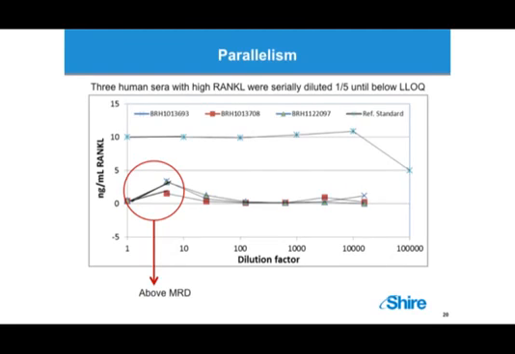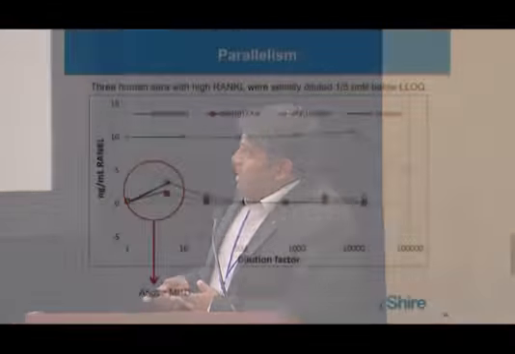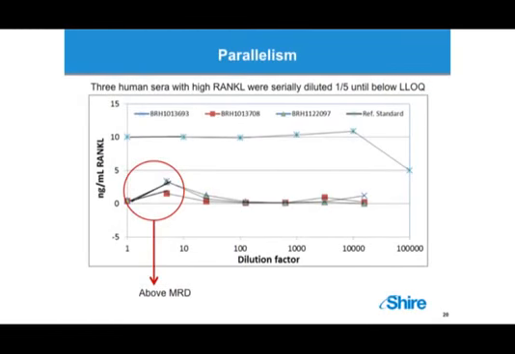Here I serially diluted 1 to 5-fold, and see if they are parallel with your buffer or your reference standard. If it is parallel, that shows that your dilution linearity is working well. That means your assay will perform well when you're looking at endogenous RANKL. Here things are a little rough because it's above MRD. I was using 1 to 15 dilution as MRD. Anything above MRD, there is a bumpy signal here.